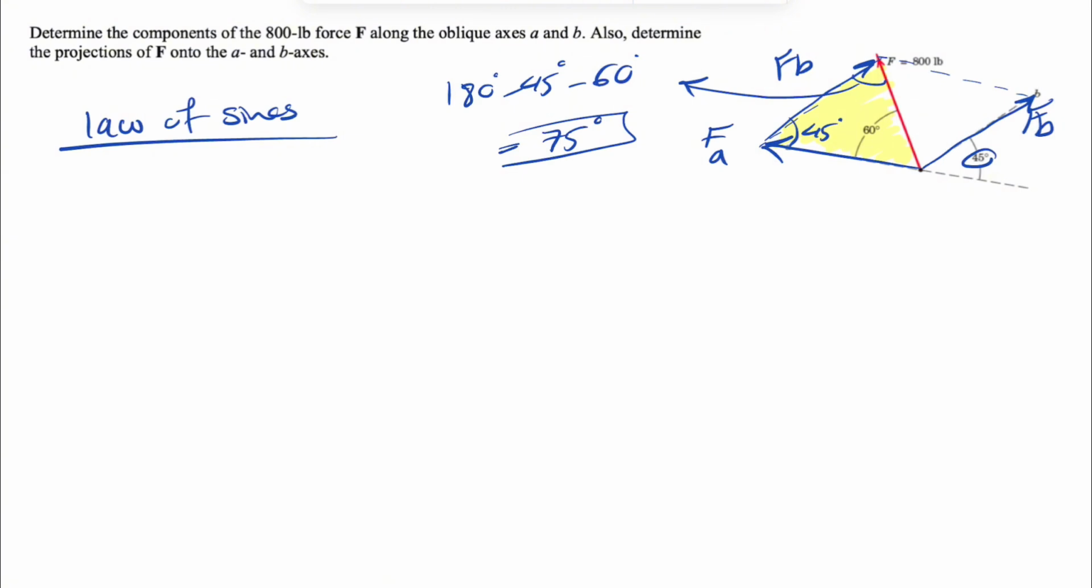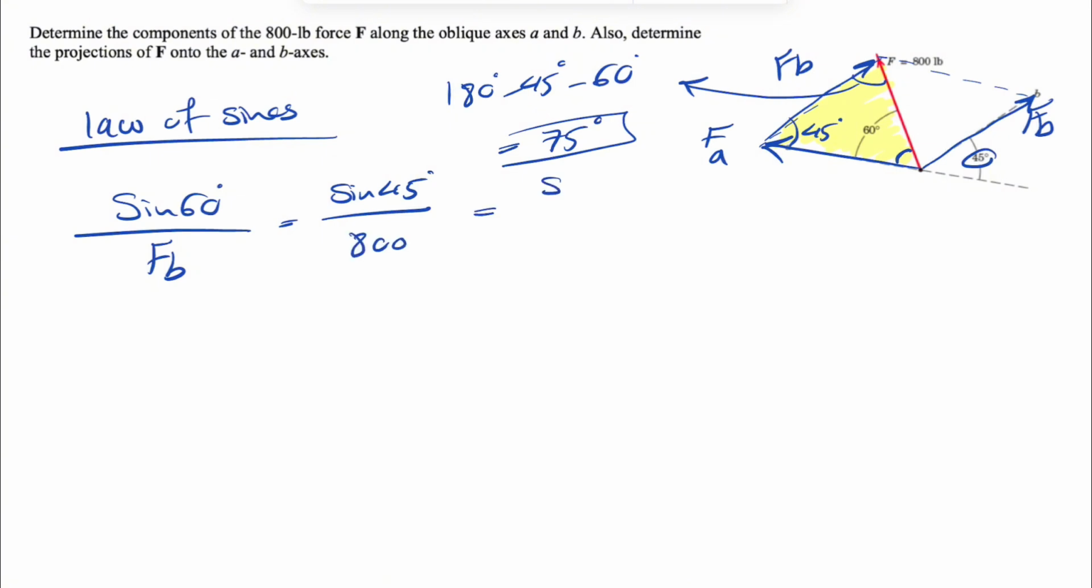Now, if we just do the law of sines for the yellow triangle, we're going to have sine of 60 degrees for this angle over the side in front of it, which is FB. This will be equal to sine of 45 degrees over the force F, which is 800 pounds. And we're going to have sine of 75 degrees, or this angle here, and the side in front of that is FA. So if we just cross multiply these, we should be able to find our FA and FB.